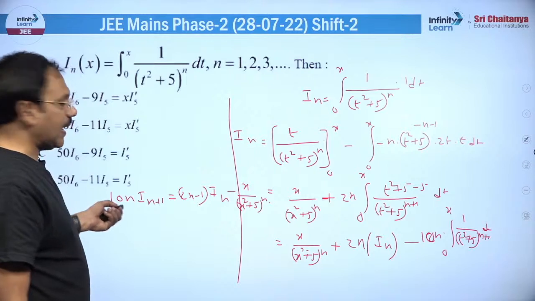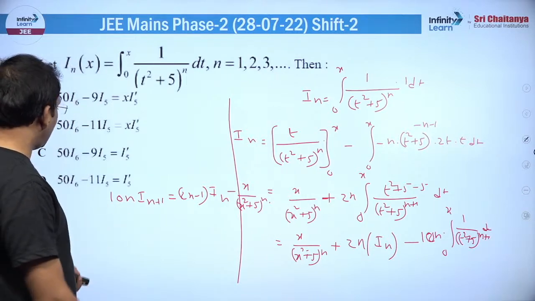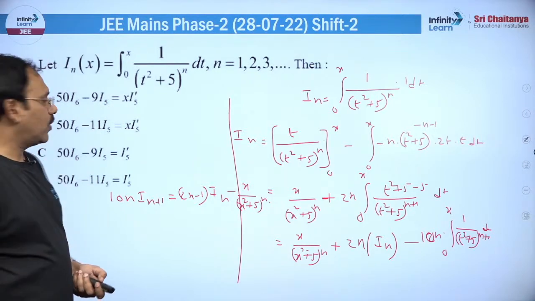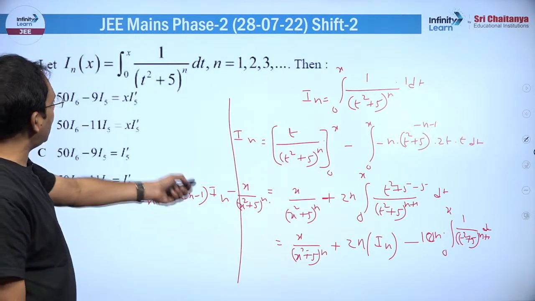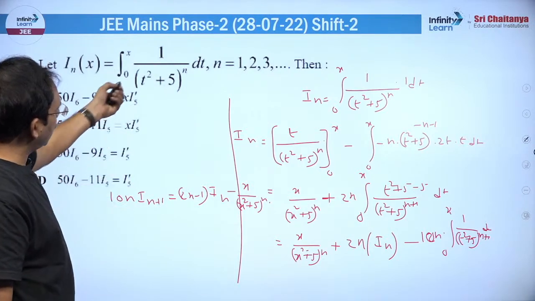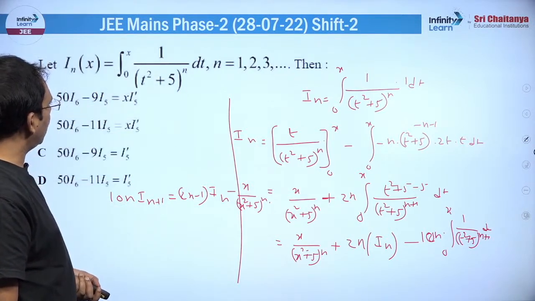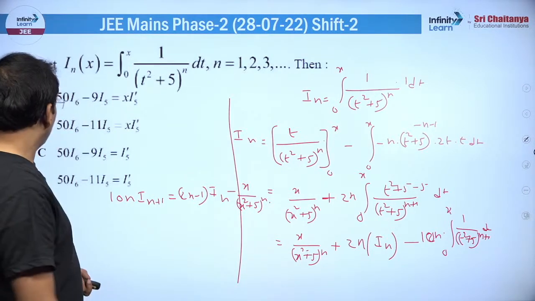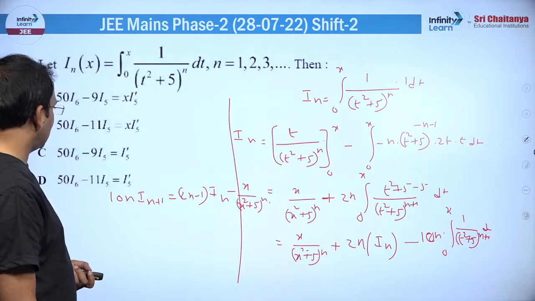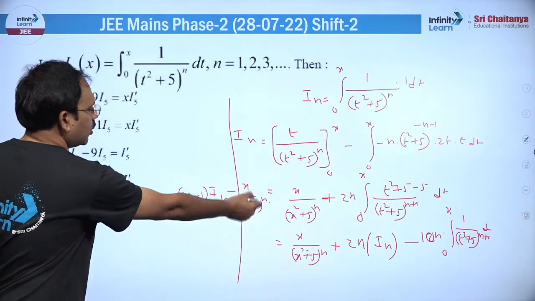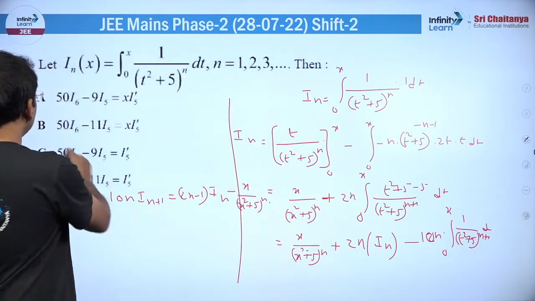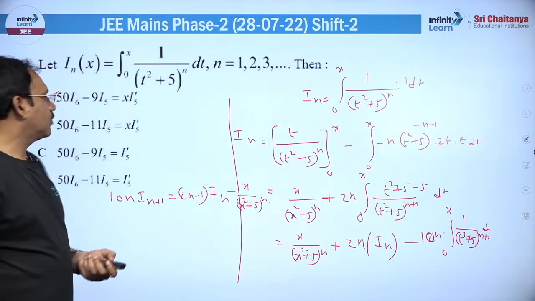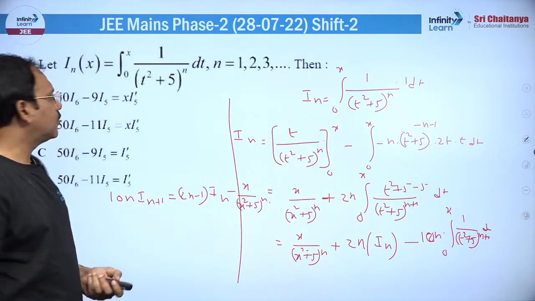Okay. Now you put n is equal to 5, you will get 50 I6 minus 9 I5 is equal to x into, this is going to be I5 dash, my dear friends, it is a derivative. Apply the Leibniz formula, 1 by x square plus 5 whole power n, you are going to get. So with this you are going to get the answer, x into 1 by x square plus 5 whole power n, it is almost like option A, my dear friends. So this is the answer, just the reduction formula you need to apply.